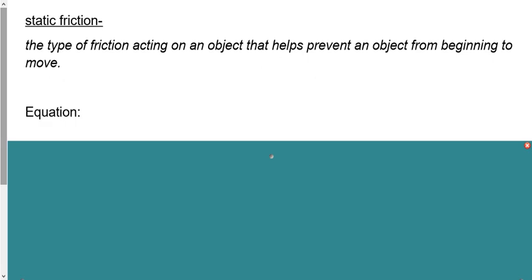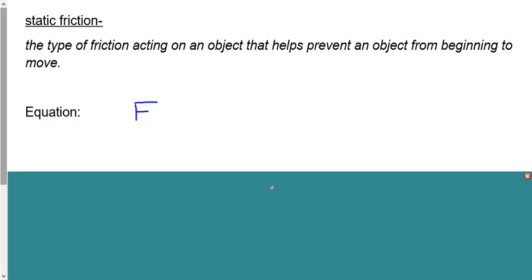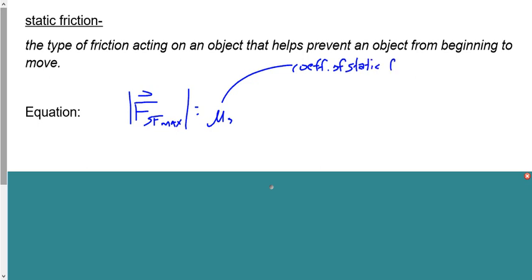Now, static friction has an equation that looks similar to, but is not the same as, the equation for kinetic friction. We're going to say FSF, force of static friction, maximum. There's the biggest difference right there. It's not just FKF, it's FSF max equals mu, mu being the coefficient of static friction with no units, times the normal force, which for today at least, the normal force will be equal to m times g. It's going to balance gravity out.